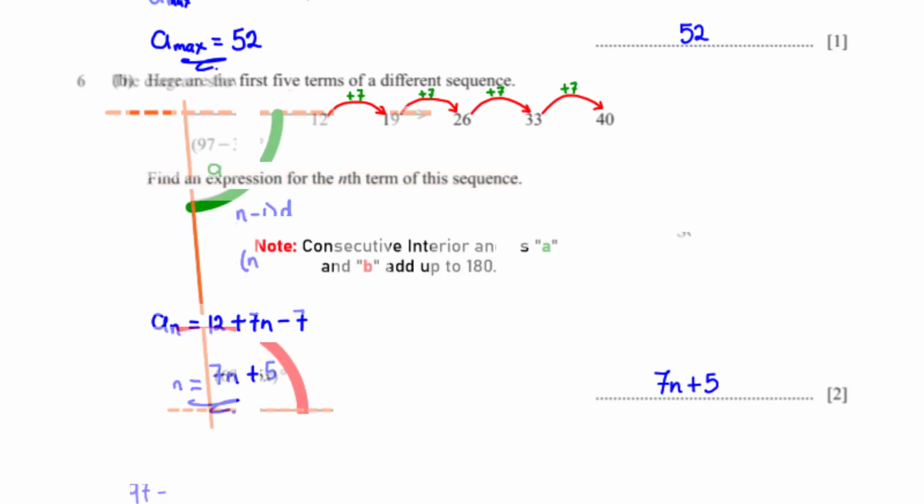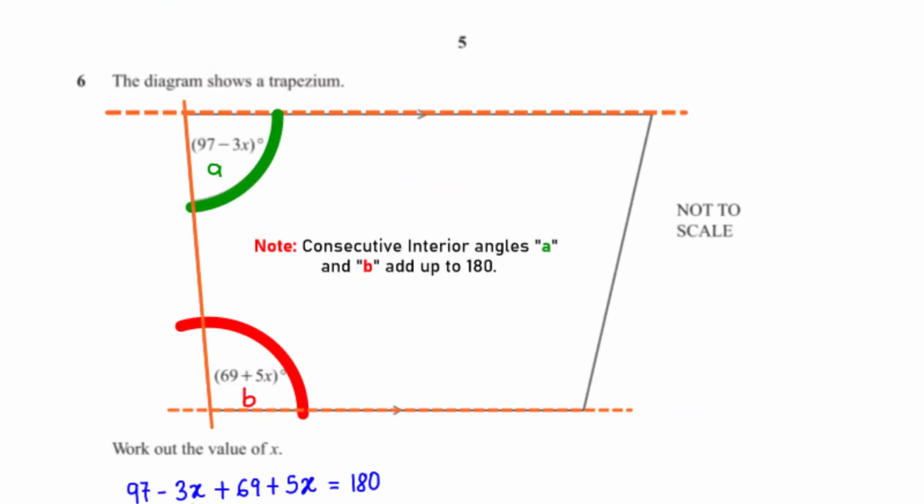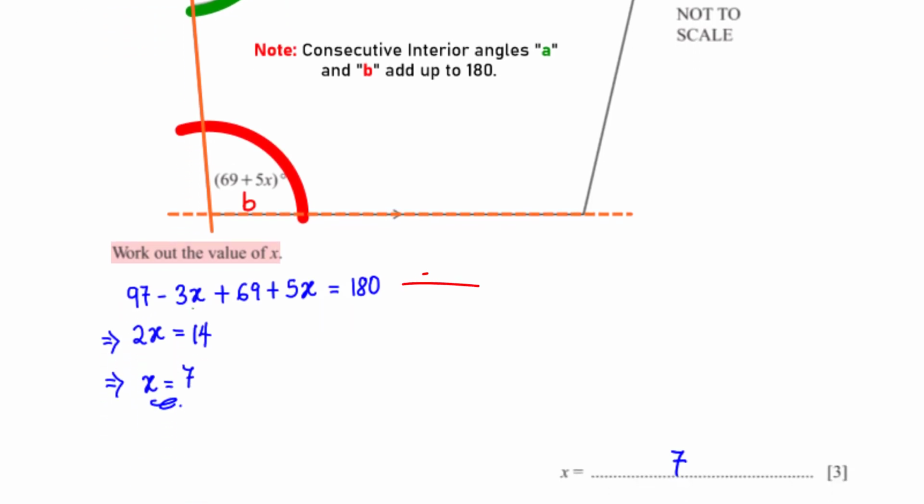The diagram shows a trapezium. Work out the value of x. So from the diagram, we have two parallel lines, and so we can identify angles A and B as consecutive angles. Consecutive angles add up to 180 degrees, and so this means that 97 minus 3x degrees plus 69 plus 5x degrees equals 180 degrees. And when we simplify this and make x the subject, we get a value of x as equal to 7.